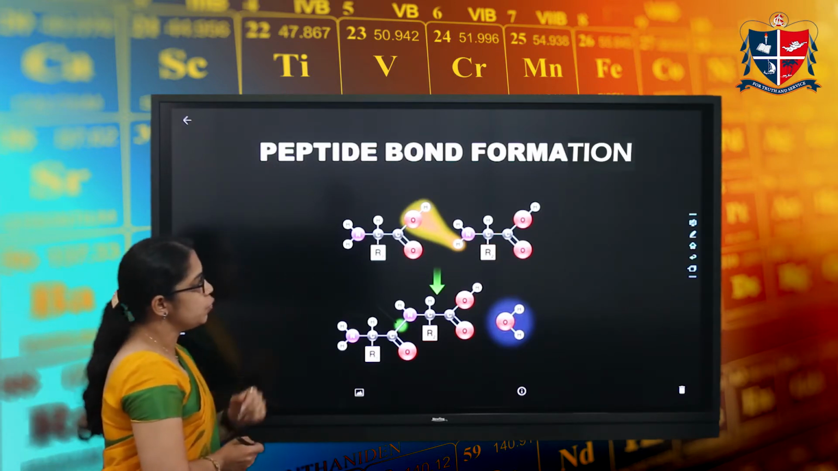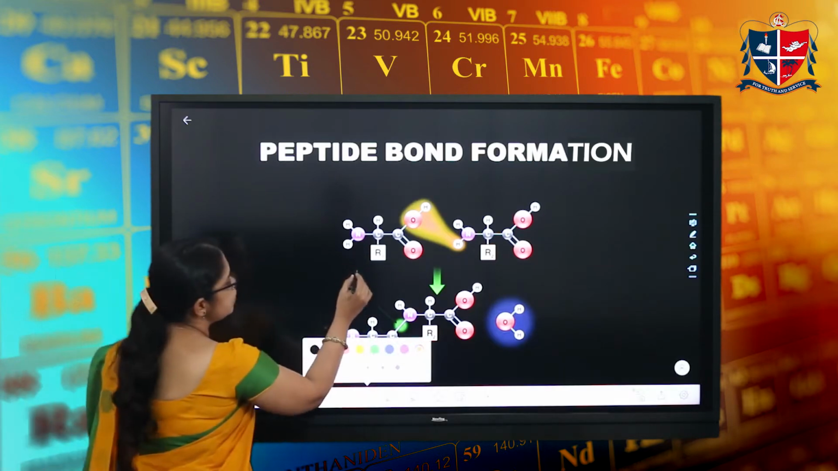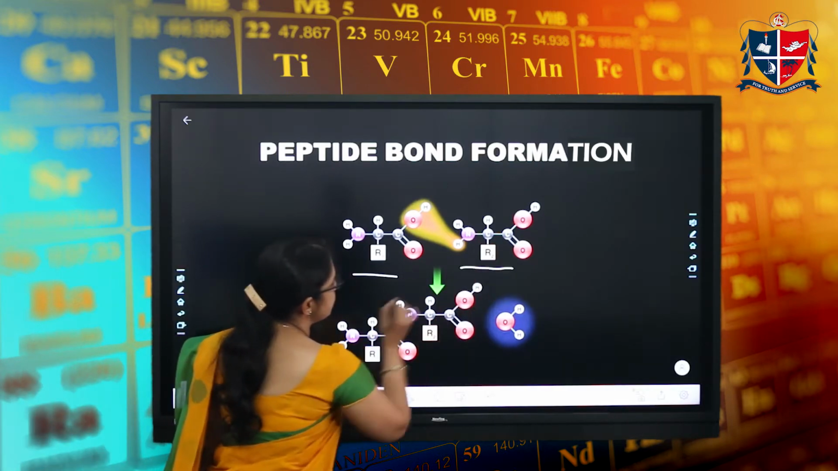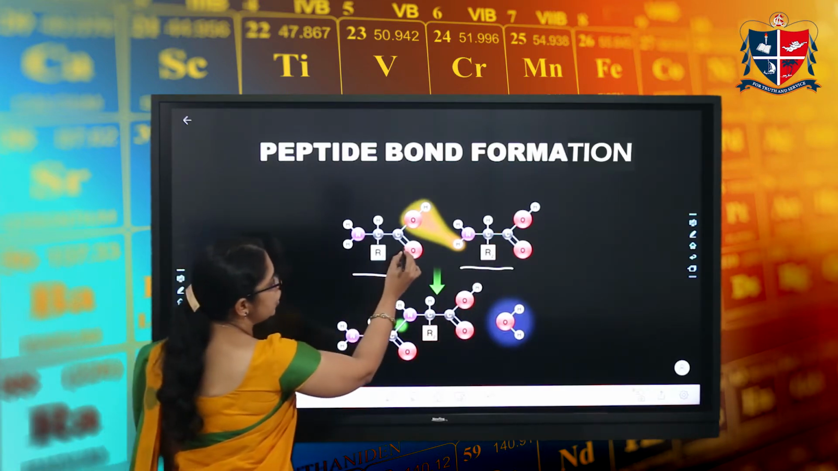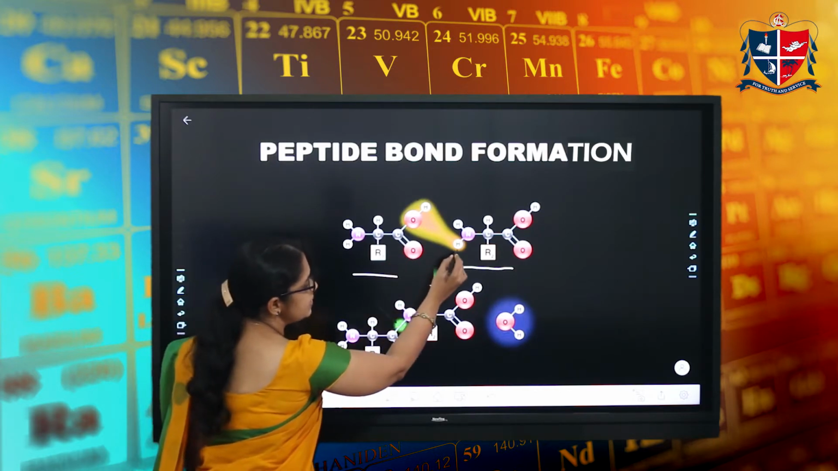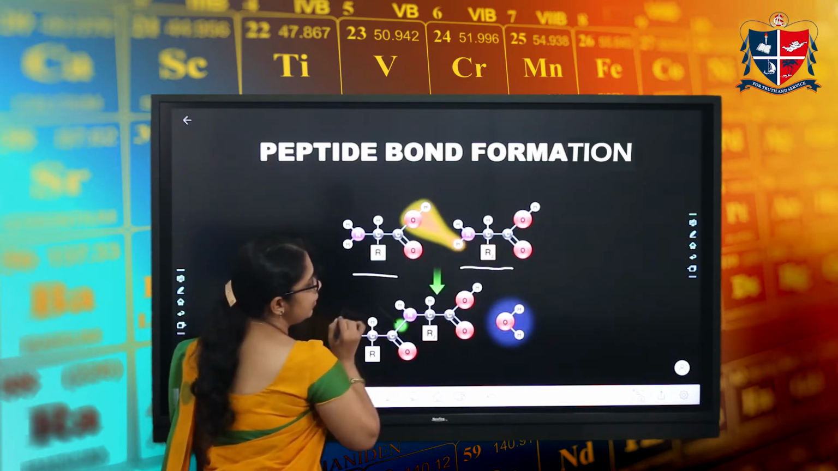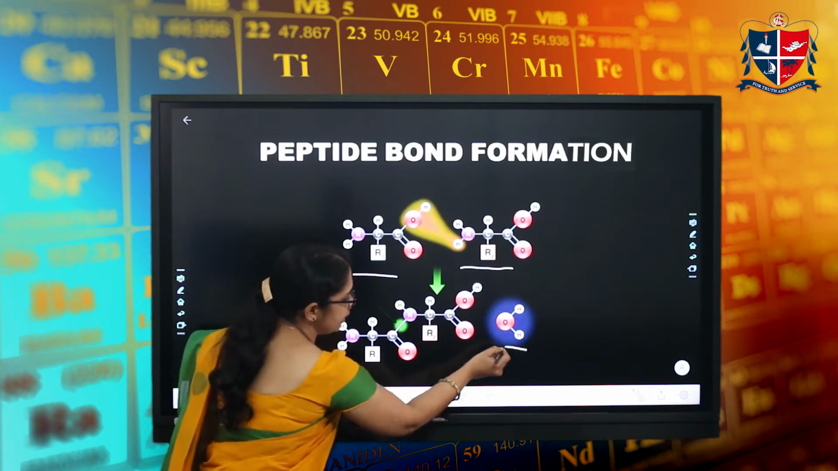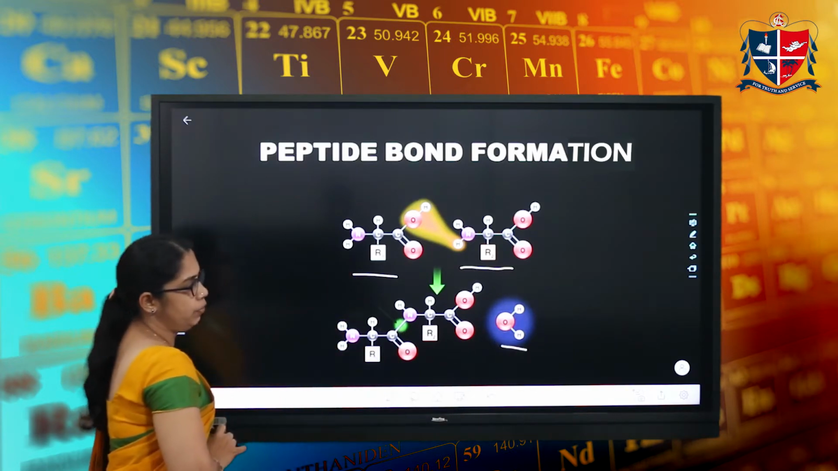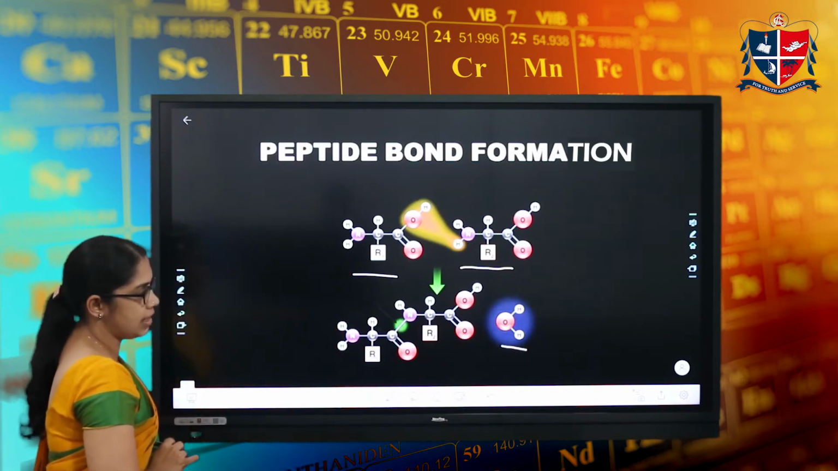Here, there are two amino acids. This is the first amino acid. This is the second amino acid. Here, the COOH group of the first amino acid condenses with the NH2 group of the second amino acid, leaves a molecule of water, and we get the peptide bond. This we have seen in the last class.